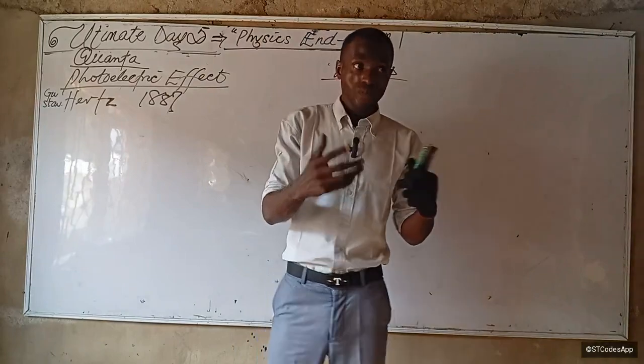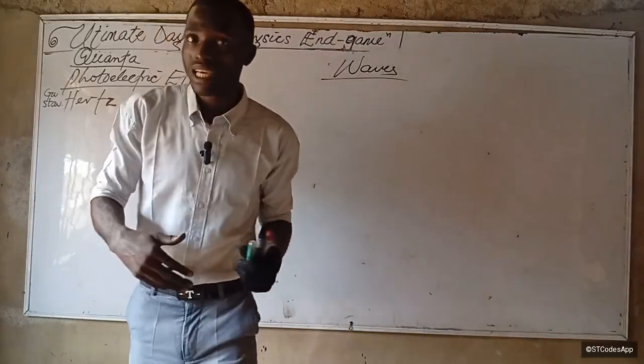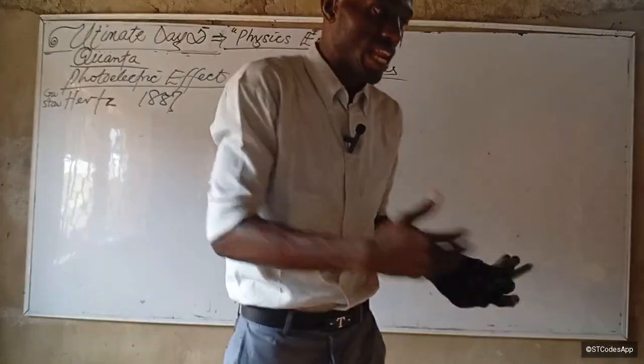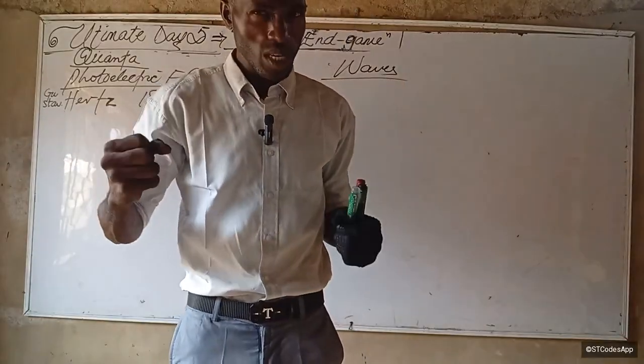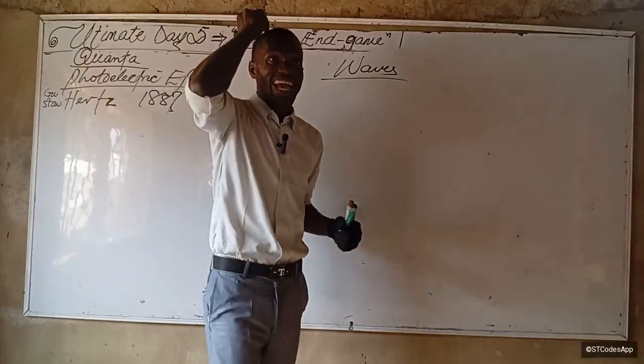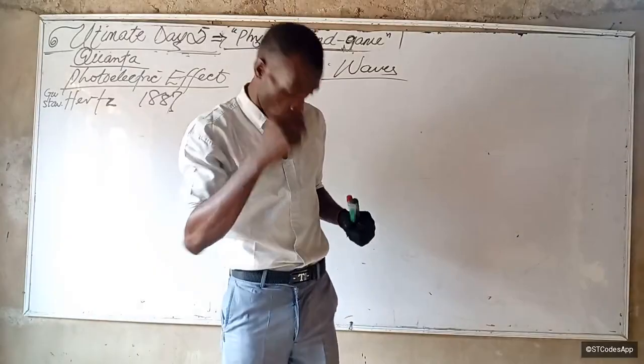Are you with me? They discovered that as they increased the intensity of the frequency of the light, it did not make the electrons gain high energy to move out. So they now discovered that there is a particular frequency of light that must be incident on.